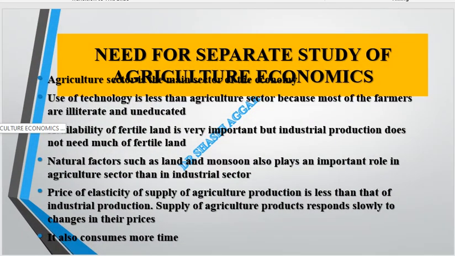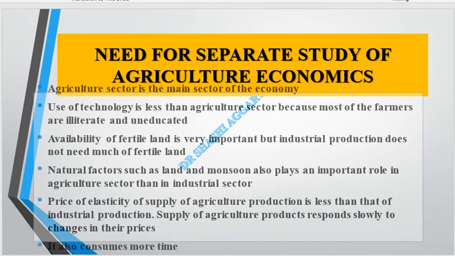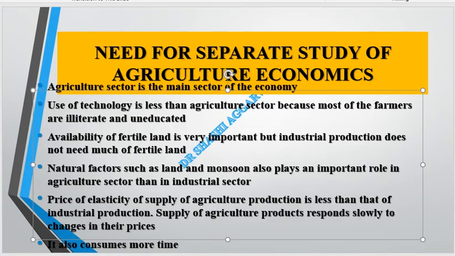Now, there is a need for a separate study of agriculture economics. Agriculture is the main sector of the economy. Most of the farmers are not properly educated, they are illiterate, so they rely on backward techniques. They are not using scientific technology. Availability of fertile land is very important for agriculture, but industrial production does not need much fertile land. Natural factors such as land and monsoon also play an important role in agriculture rather than in the industrial sector.